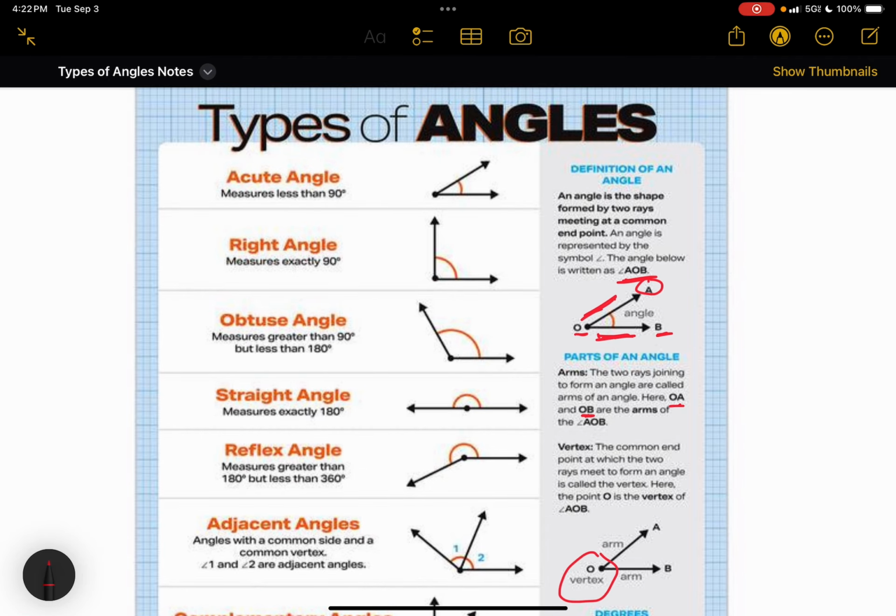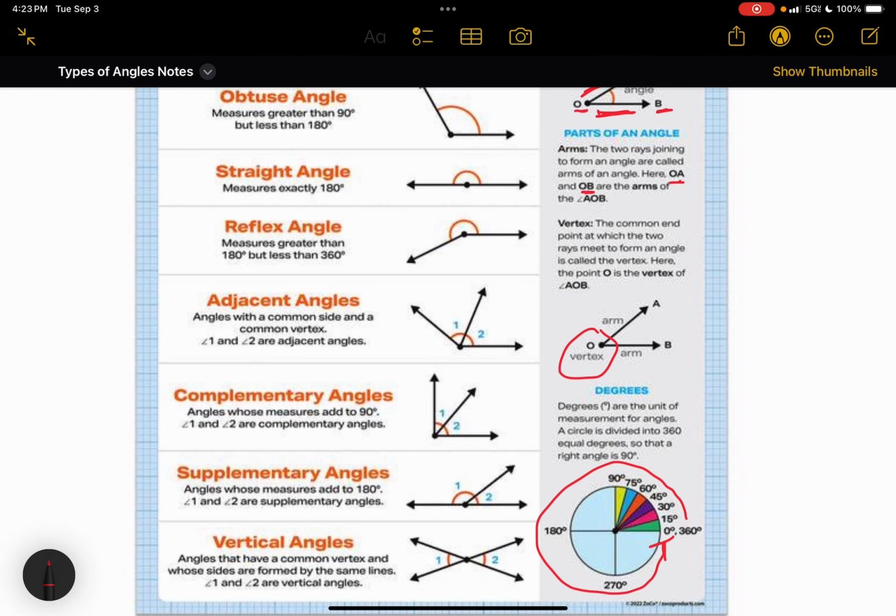We have acute angles that are going to be less than 90. We have right angles that are exactly 90. Those are also notated with that little square in the center. Obtuse angles are going to be greater than 90 but less than 180. A straight line, we call that a straight angle. That's 180 degrees. A reflex angle means that we've gone past 180 degrees, but we have not hit 360. So we haven't come all the way around to make a full circle.